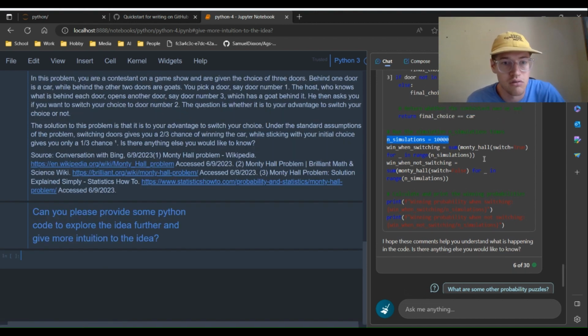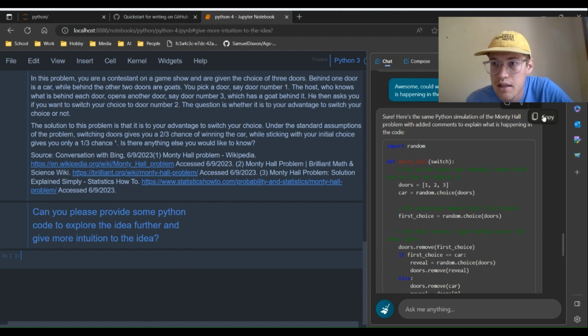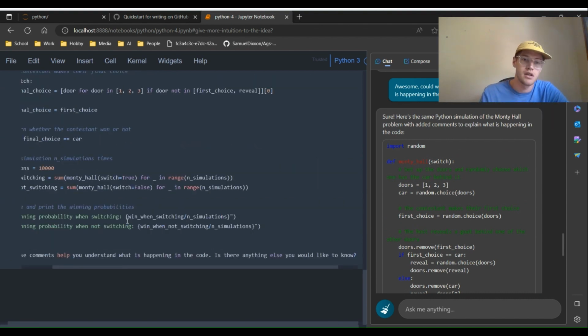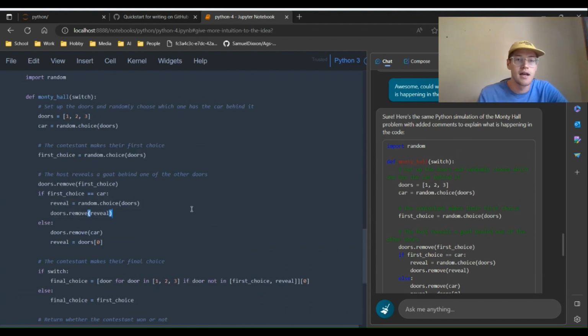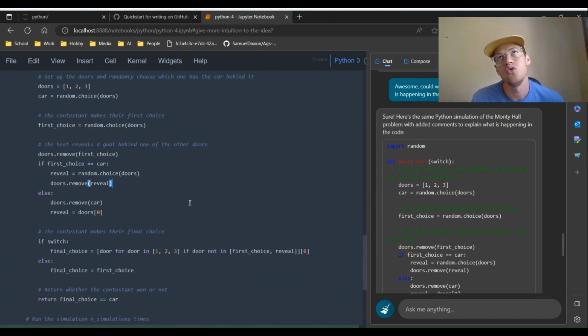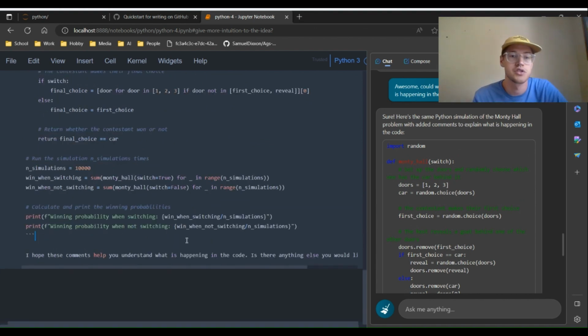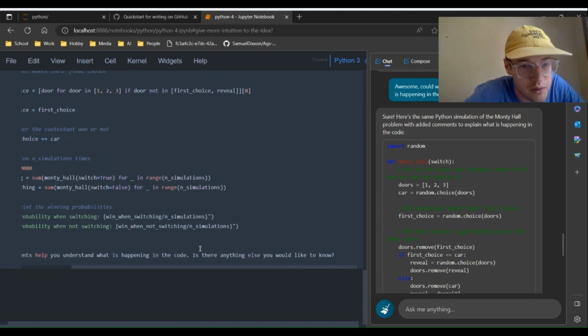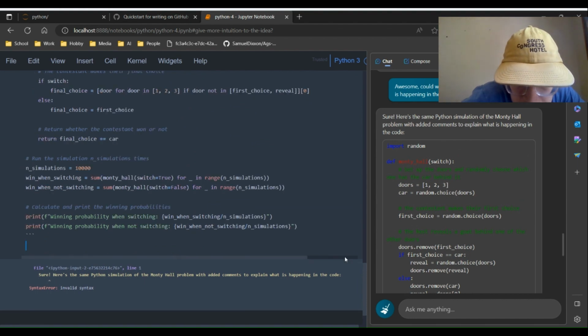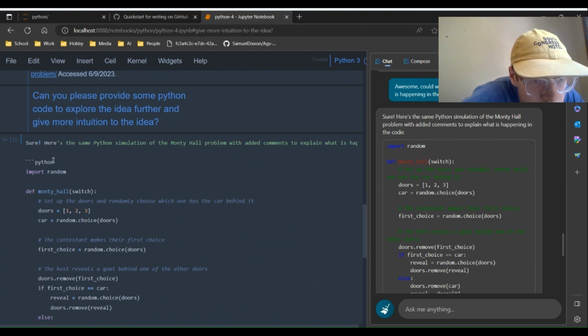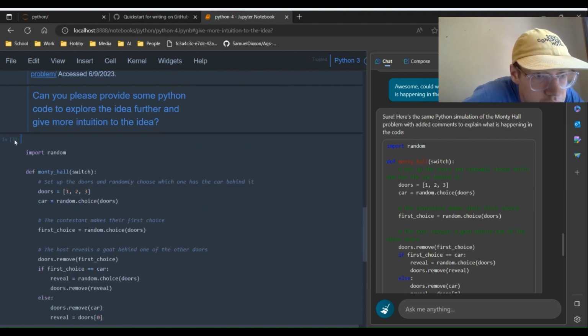So we're going to actually run this now. So I'm going to copy this, and we're going to see if we get the same result as explained. So we should see that when you switch, you have a higher chance of winning, about 2/3. And when you don't switch, you should see that the probability of winning is lower, at about 1/3. Whoops, I didn't take this comment out. My apologies. Looks like there's some stuff up here I didn't take out.